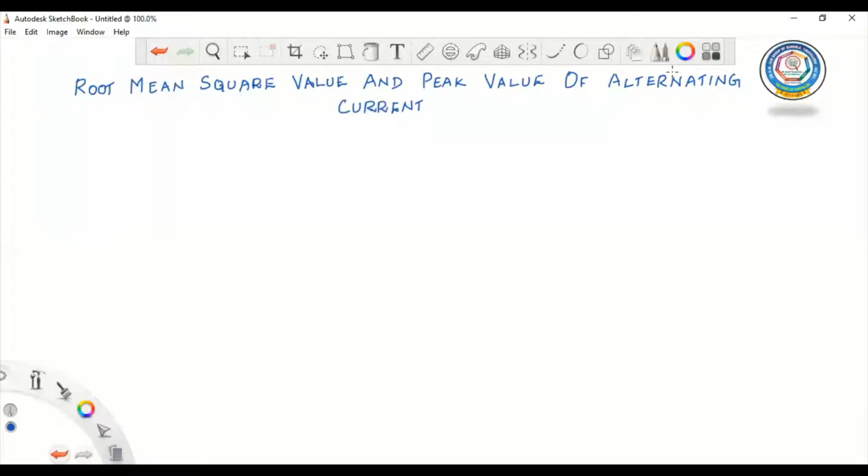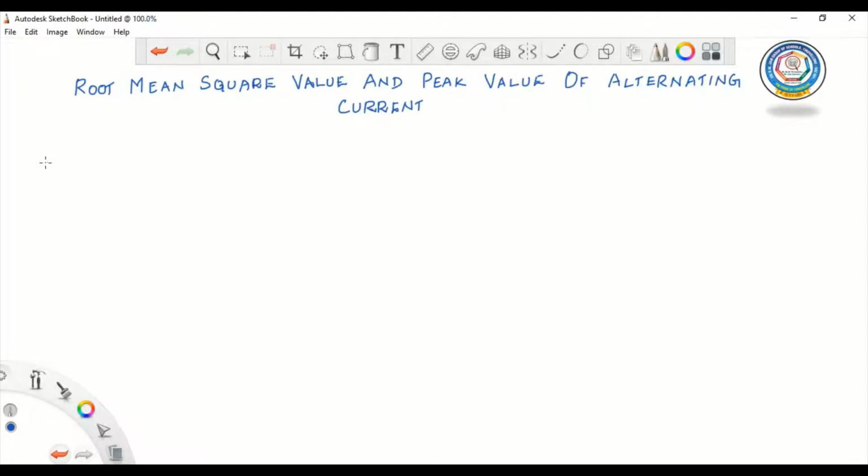This root mean square value, which is also called RMS value, that is virtual value or effective value. Now let us see what this RMS value of AC is. Actually, this value is the steady current which would produce the same heat in a given resistance in a given time as is done by the alternating current when passed through the same resistance for the same time.